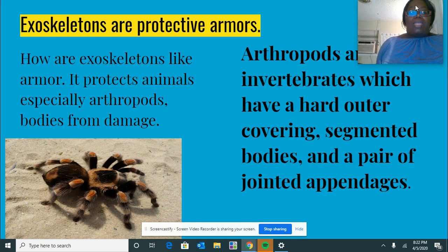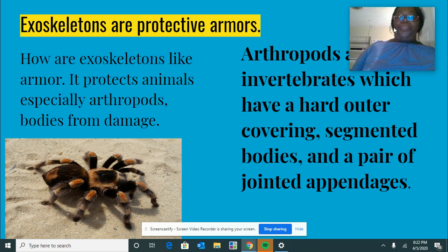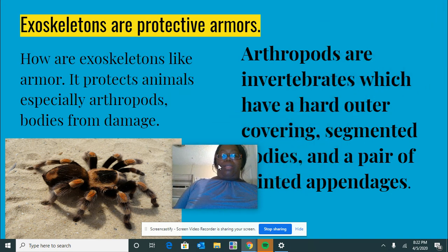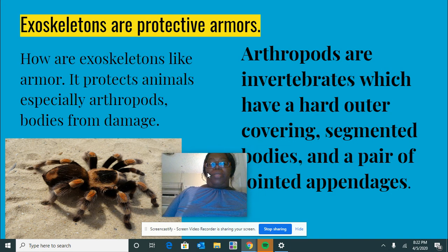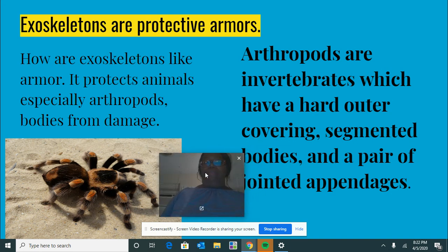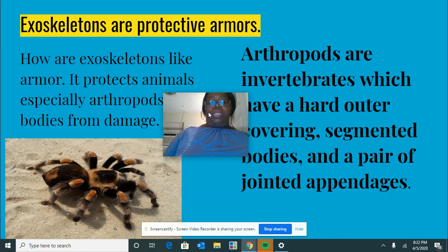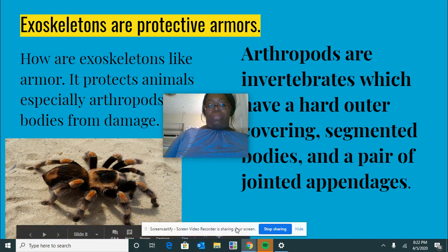So exoskeletons are protective armor. So arthropods have protective armor. Exoskeletons are like armor. They protect animals, especially arthropods' bodies, from damage. And the arthropods are invertebrates, which have a hard covering. Okay, let's review. They have a segmented body and a pair of jointed appendages.